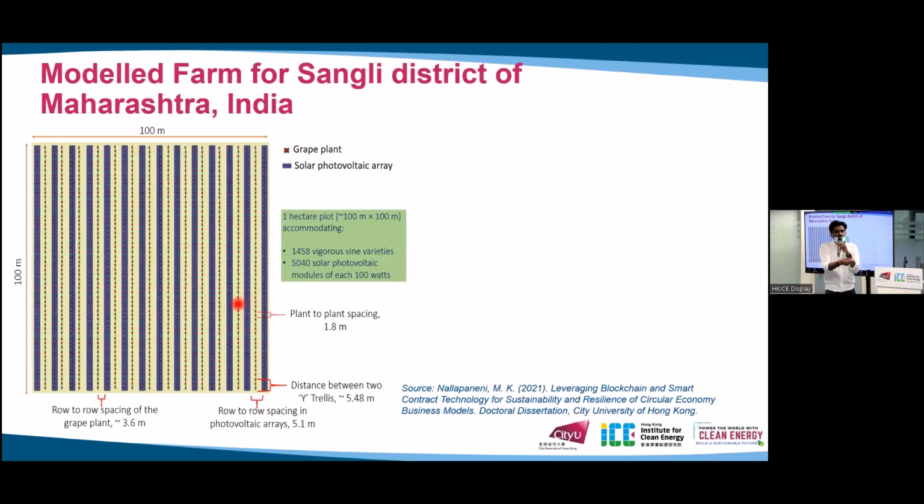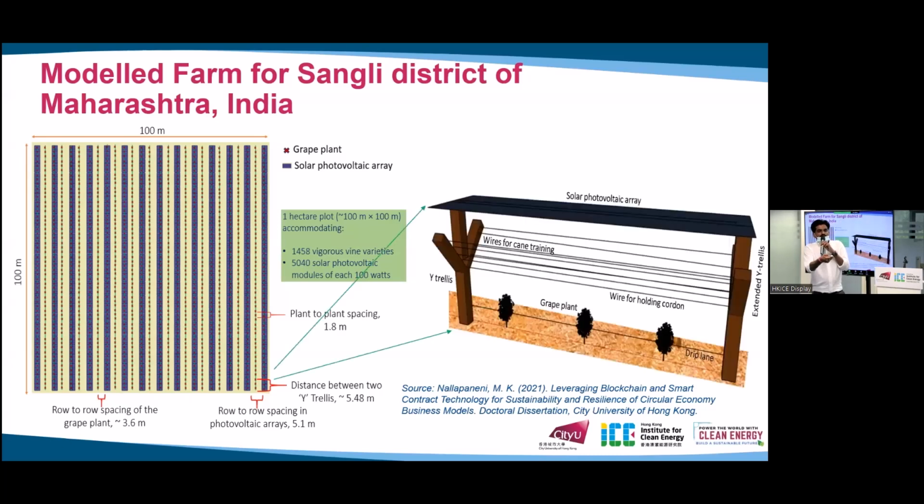All the photovoltaic modules are on the top, and the grape plants are below, so that even in the event of rain, they will be safe. So solar panels will act as a shield. And then each trellis would look like this when you actually install it.